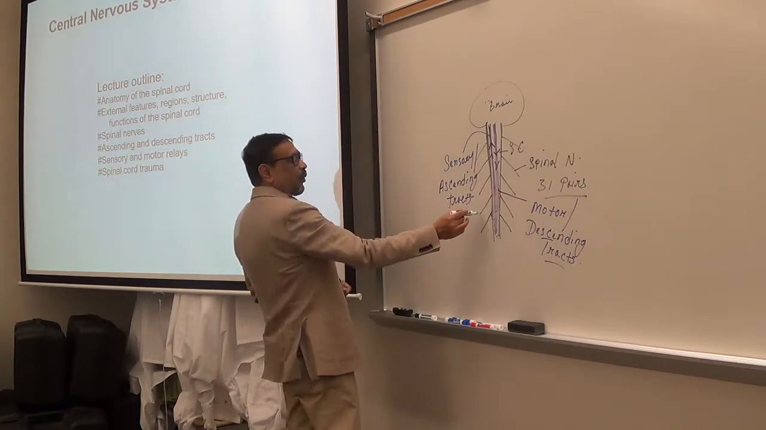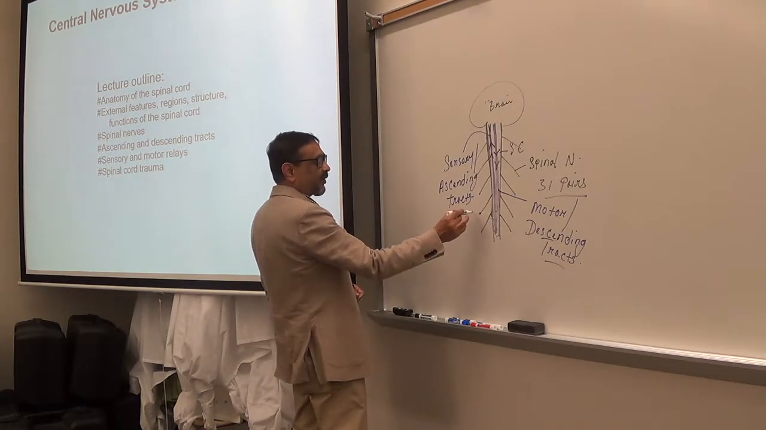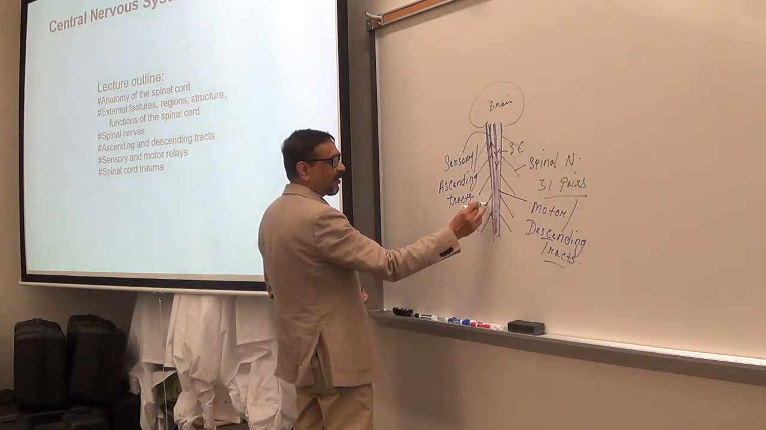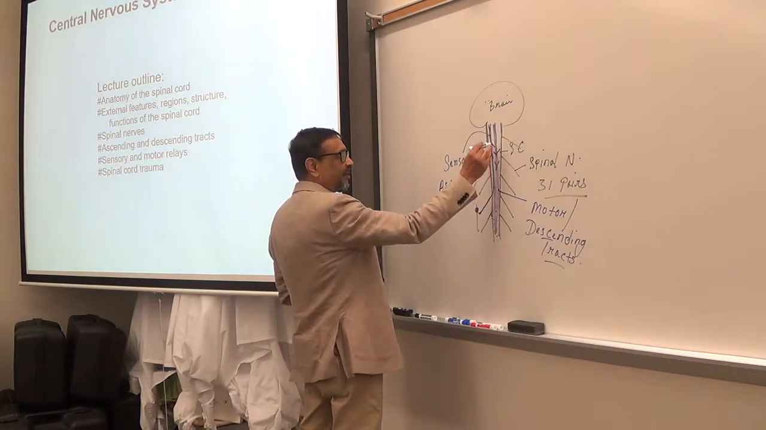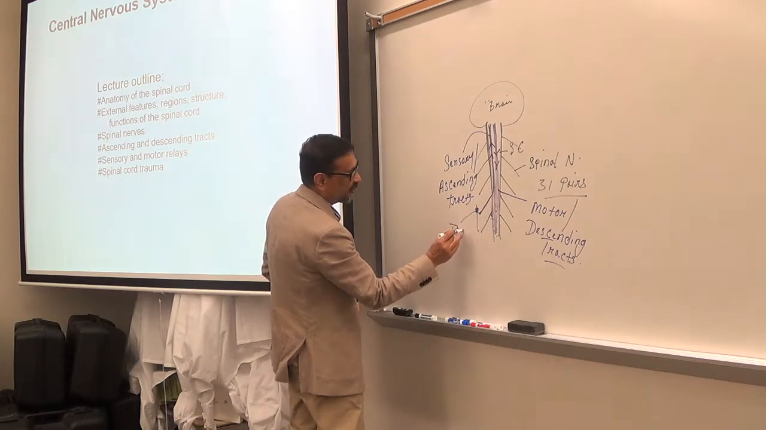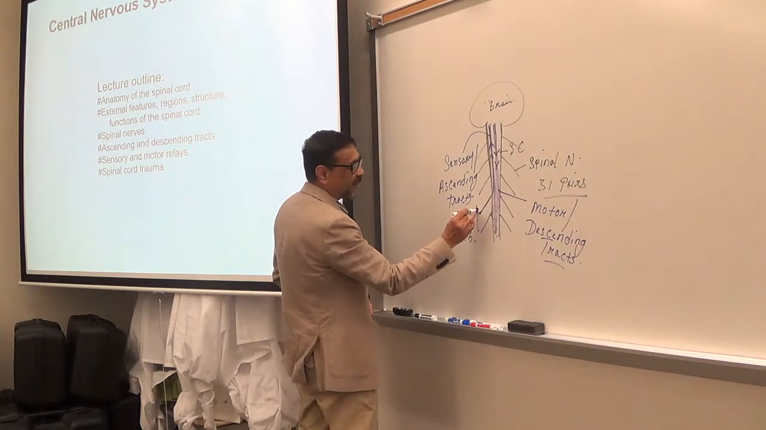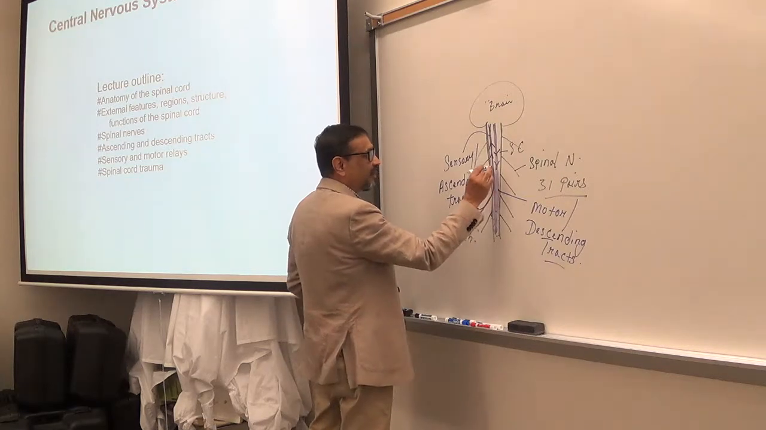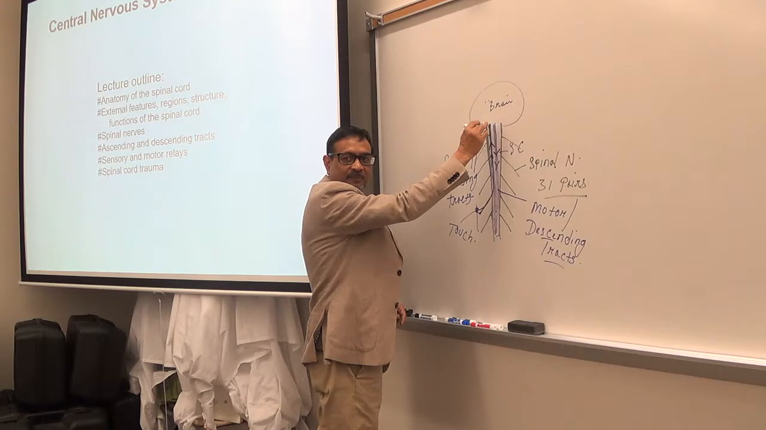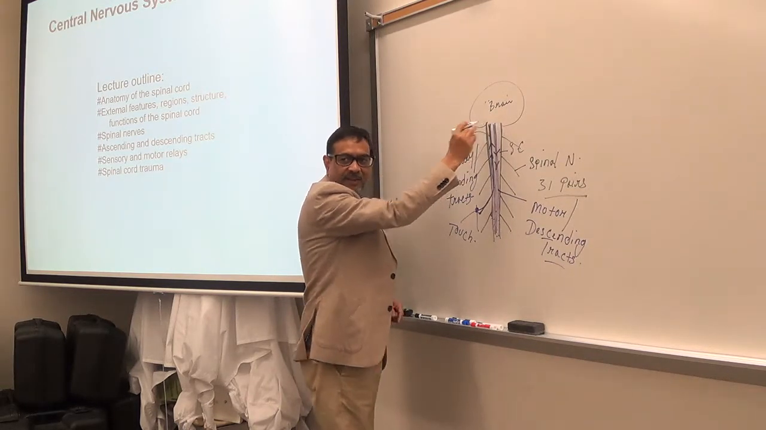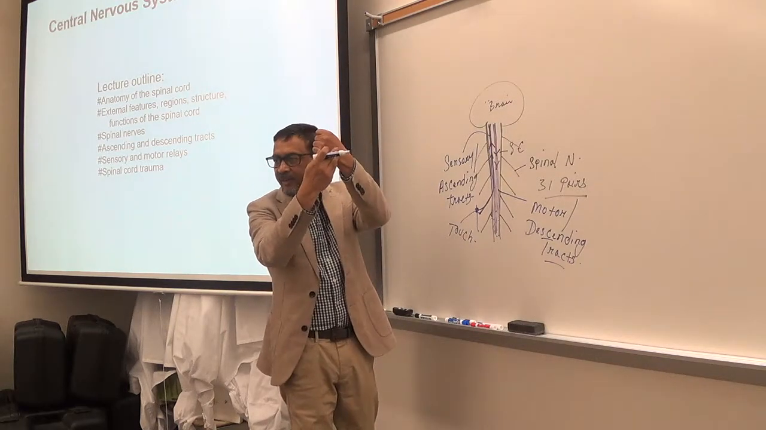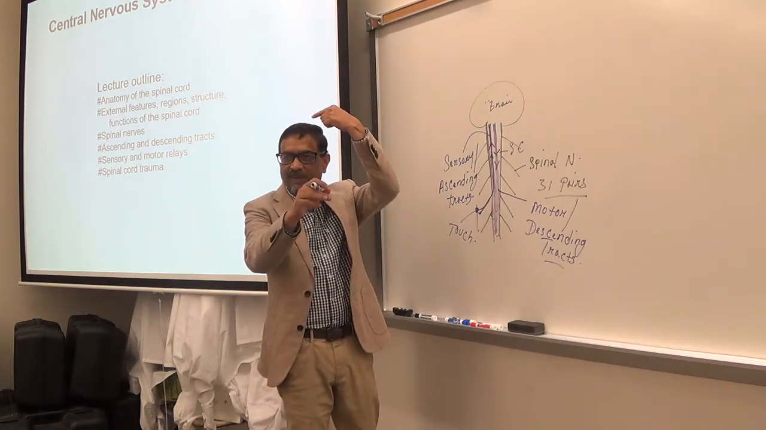Now, for example, this is your skin. When I touch the skin, you know that the touch signal is taken from the skin to the brain. Through which tract? Ascending or descending? Ascending. That means sensory, right? Sensation. Touch, pain, temperature, those sensations go to the brain, right?